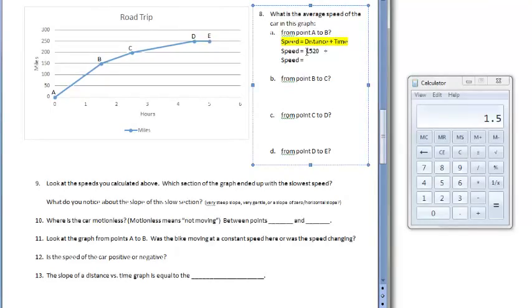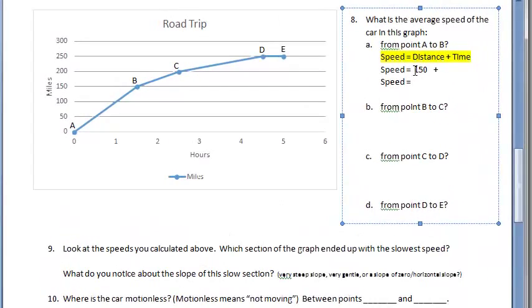The answer to that question is 150 miles. Now we need to find the time. We started at 0 hours and we drove until point B, which was between 1 and 2 hours. Think to yourself, if it's between 1 and 2, about halfway, what decimal do we use? 1/2 is equal to 0.5. So we would say that we drove here for 1.5 hours between points A and B.